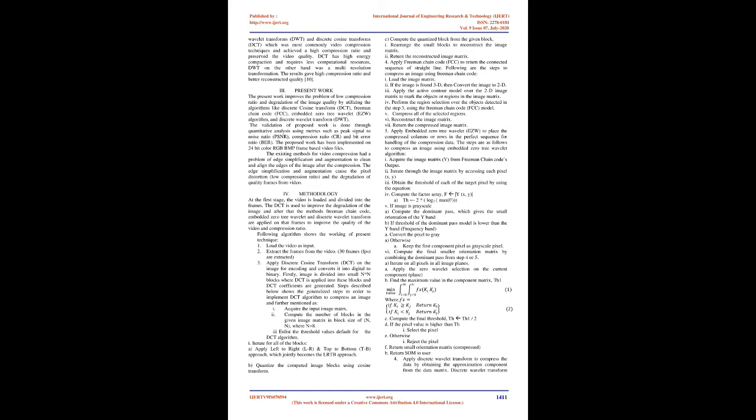10. 3. Present work. The present work improves the problem of low compression ratio and degradation of the image quality by utilizing algorithms like Discrete Cosine Transform, DCT, Freeman chain code, FCC, Embedded Zerotree Wavelet, EZW, algorithm, and Discrete Wavelet Transform, DWT. The validation of the proposed work is done through quantitative analysis using metrics such as peak signal to noise ratio, PSNR, compression ratio, CR, and bit error ratio, BER. The proposed work has been implemented on 24-bit color RGB BMP frame-based video files.